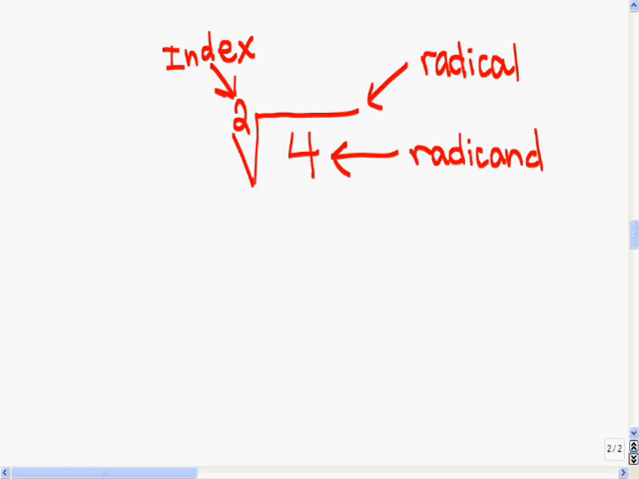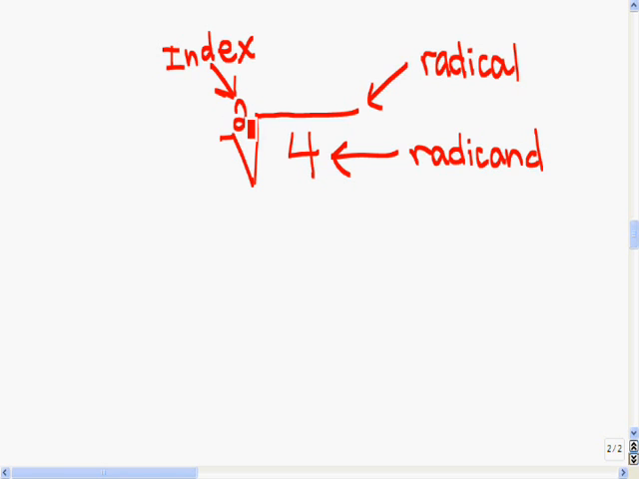Before you can do page 8, you need to understand what radical expressions are. This is a radical expression. The number 2 is known as the index of the radical. The number 4 is called the radicand, and this sign here that looks like a division sign, but it's not, is called the radical.